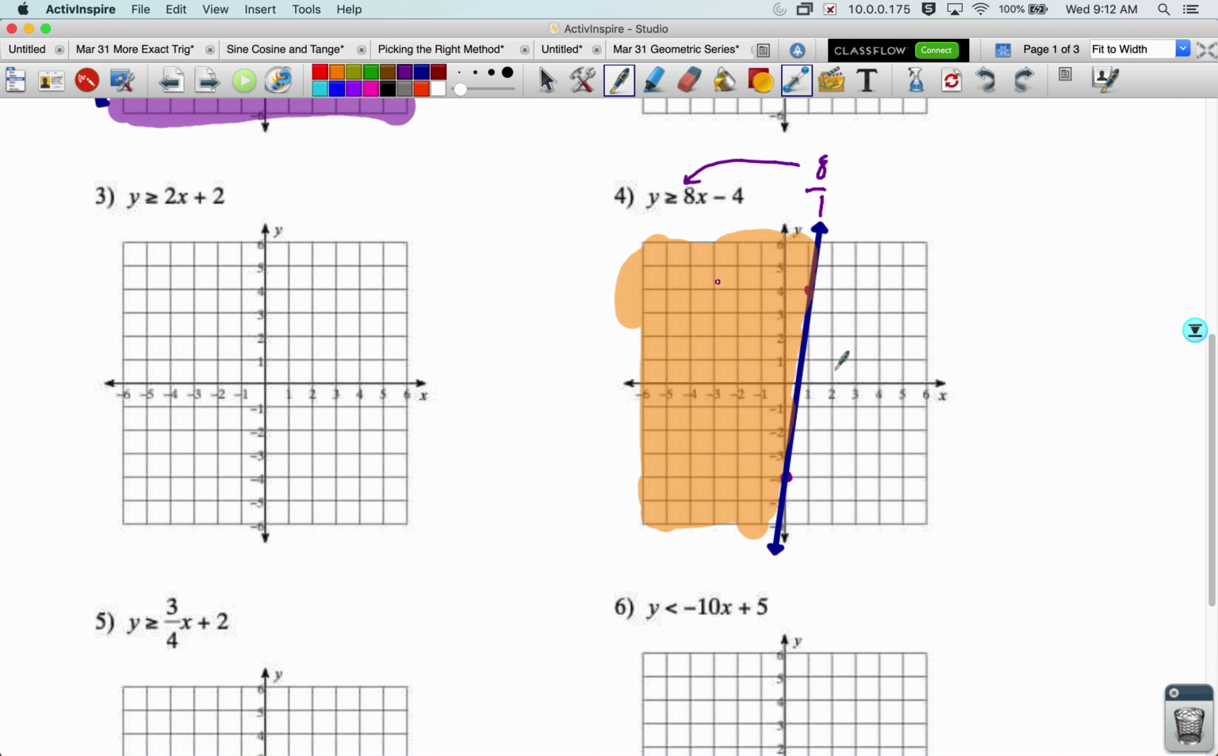Let's double check again with the origin, because that's within our shaded region. Is 0 greater than or equal to -4? It checks out.